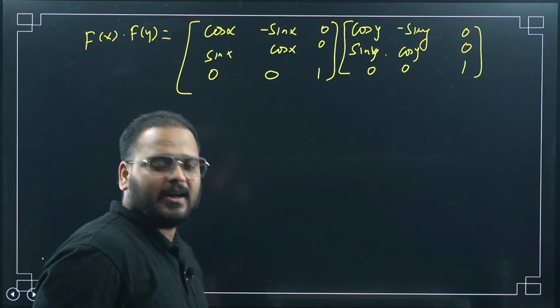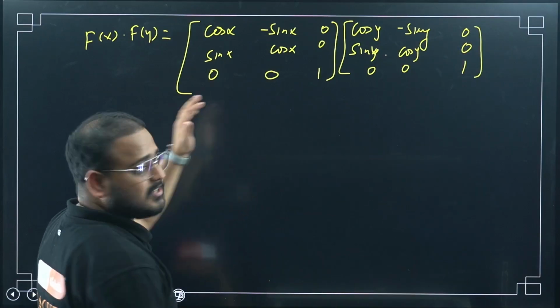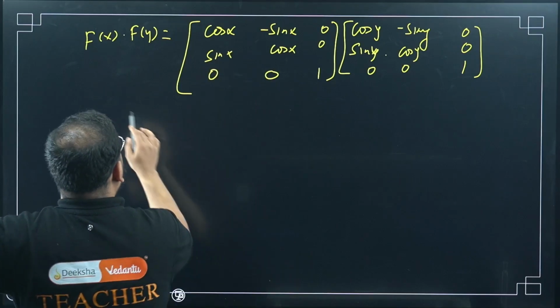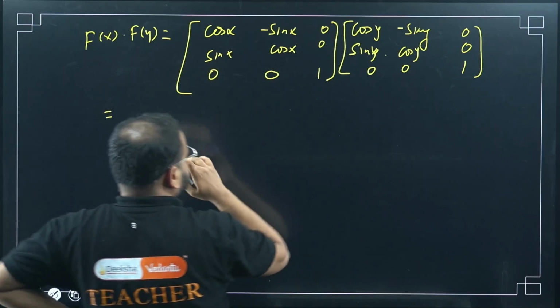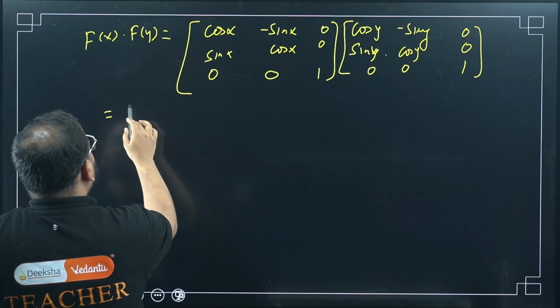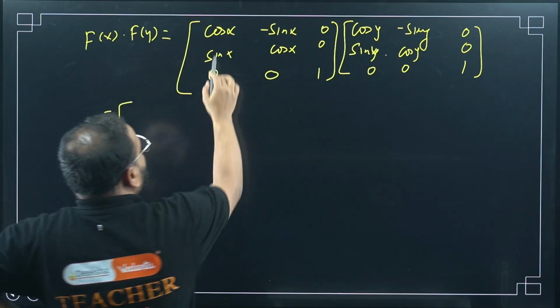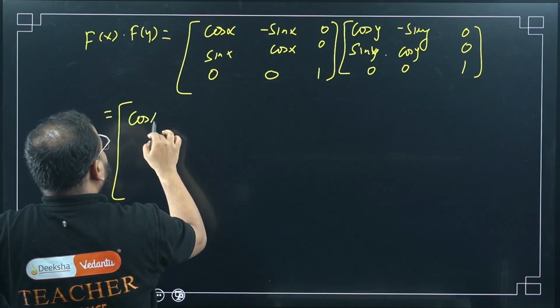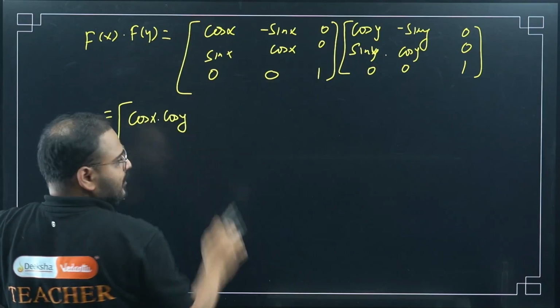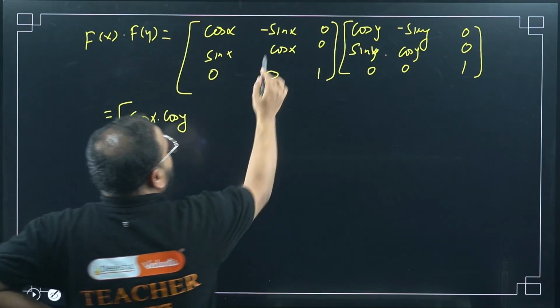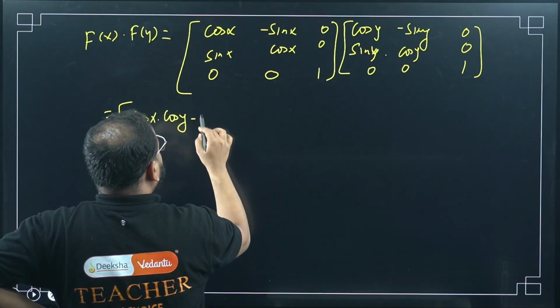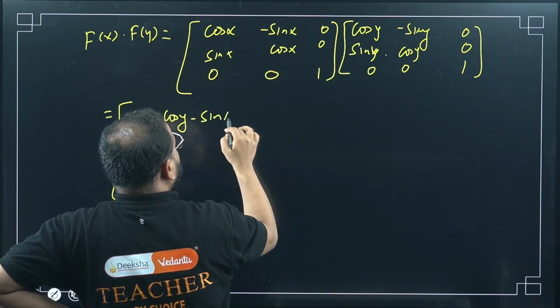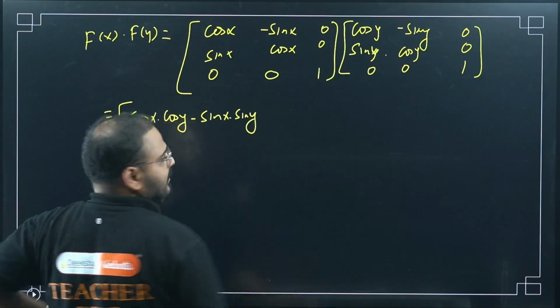Again, we will multiply the same way, first row with the first column. What am I going to get? Please check here. It will be coming as a matrix only. So please check. Cos x with cos y, so cos x cos y. Okay, first thing. Next, minus sin x with minus sin y, not plus sin y. So sin x sin y. Yes or no?